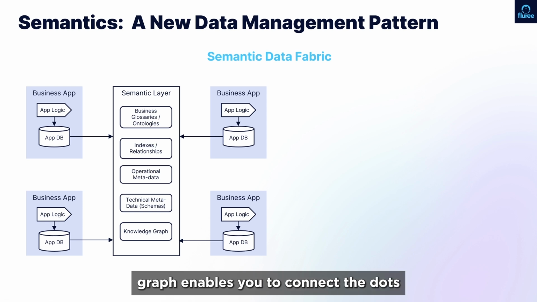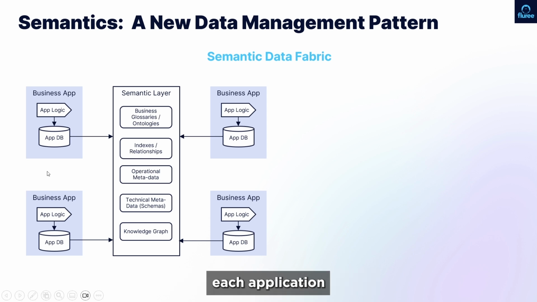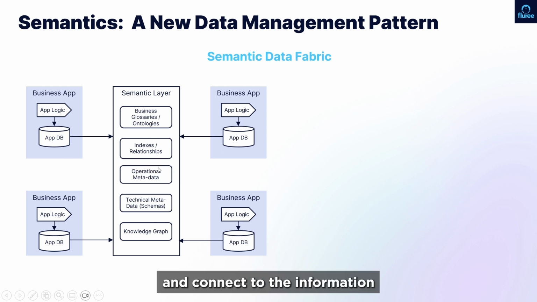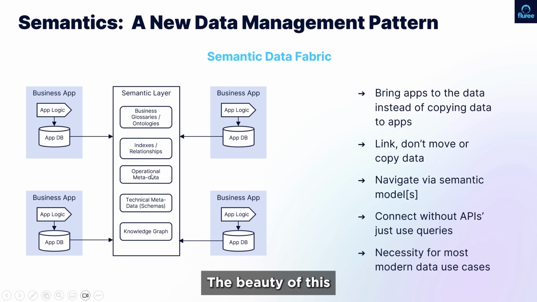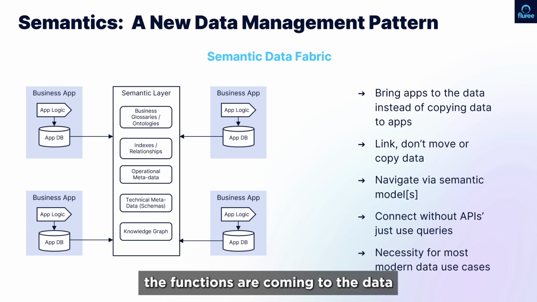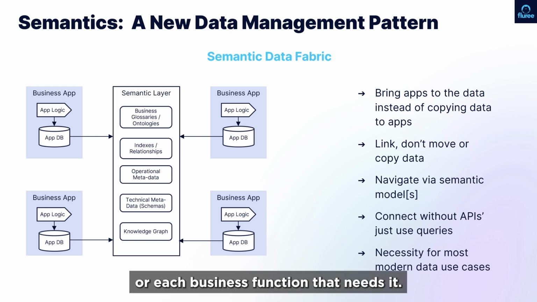And then a knowledge graph enables you to connect the dots and set it up so that instead of each application having to have a separate API or having to copy or move data for other people to use it, we can interact with the semantic layer itself and then use this as a bridge or a broker to go and connect to the information at the various different ends. The beauty of this is that in this pattern, the functions are coming to the data as opposed to the data being copied and pushed out to each business application or each business function that needs it.